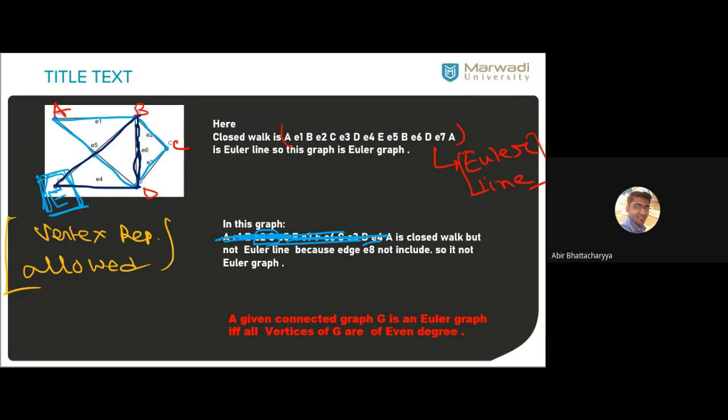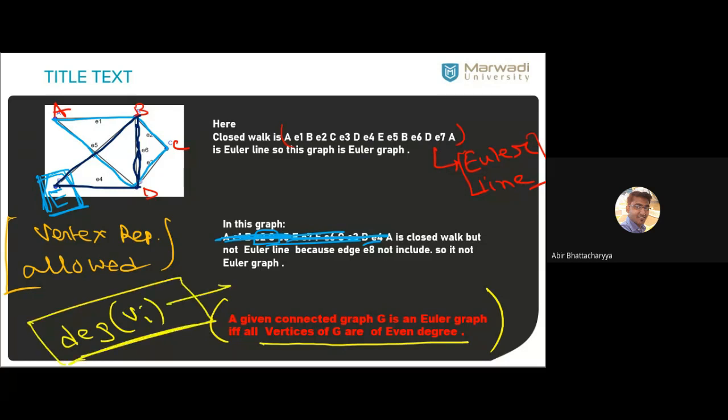If such a walk is possible, then that type of graph is known as an Euler graph, and that line is known as an Euler line. Now, there is one very important property. A given connected graph G is an Euler graph if and only if all vertices of G have even degree. That means, how to identify whether a graph is an Euler graph or not? We will check the degree of all vertices. That degree must be an even number. If I find any degree which is odd, then we can easily say that this graph is not an Euler graph. Even degree means we can find an Euler line.